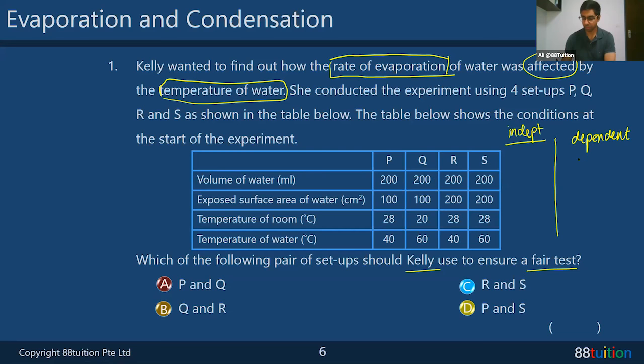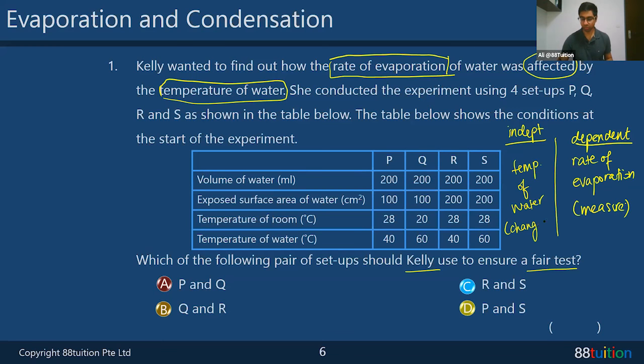Dependent is the rate of evaporation. You check, you measure. You measure by measuring the amount of water. It's always important to write this: dependent, independent. Then independent is which one? Temperature, because that's what you're going to change, the temperature of the water. So this one you must change.